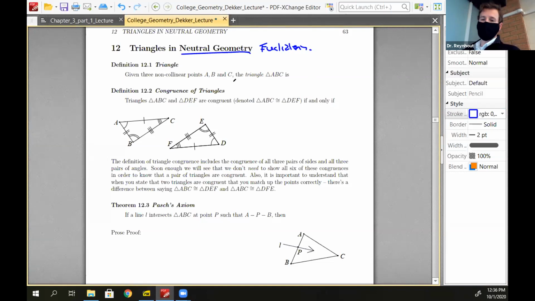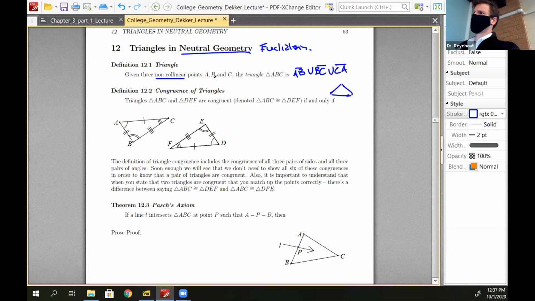What is a triangle? Well, a triangle is defined by any three non-collinear points. The triangle defined by the points A, B, and C is simply the union of the line segments AB, BC, and CA. So the union of all the line segments. It's just a collection of, take your 3 points, and from them create 3 lines, and the 3 lines create the triangle. Nothing surprising.